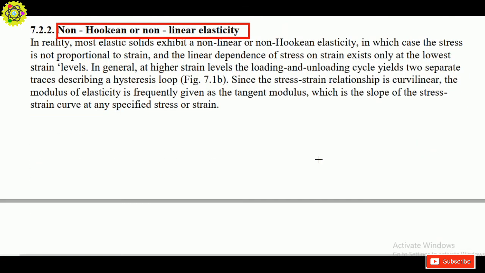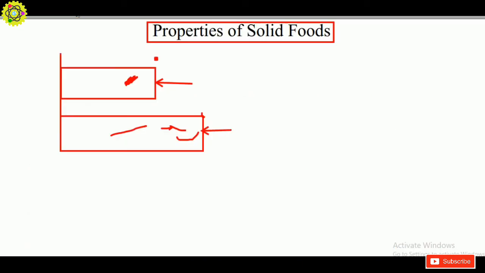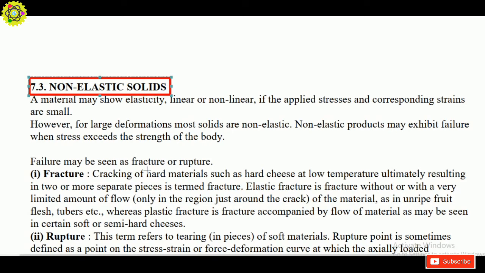Okay, further friends, let's see the non-elastic solids. Non-elastic solids means the solids which do not get back to their original position when deformed. That is, when we compress it, it remains in the compressed position, as in this case. These substances or solids are called non-elastic.